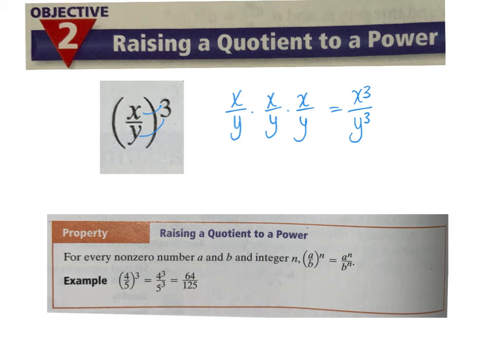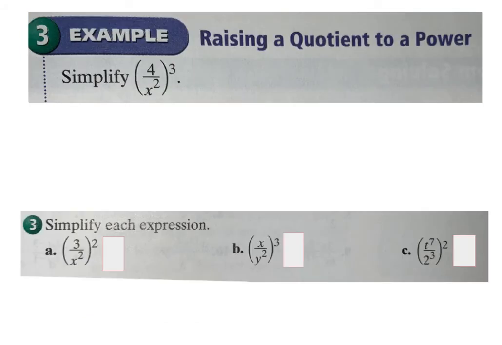So let's look at example 3. They want us to simplify 4 over x squared, cubed. So we're going to take the 4 cubed and the x squared cubed. When we cube the 4, we are going to get 64. And in that denominator, we have a power to a power. So we're going to multiply those and get x to the 6th. So go ahead and try those 3.